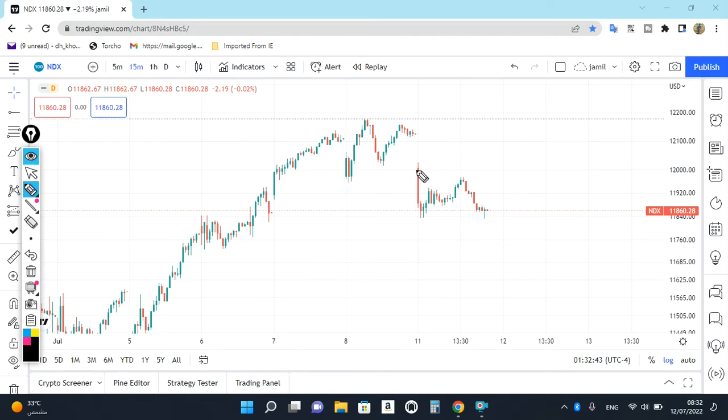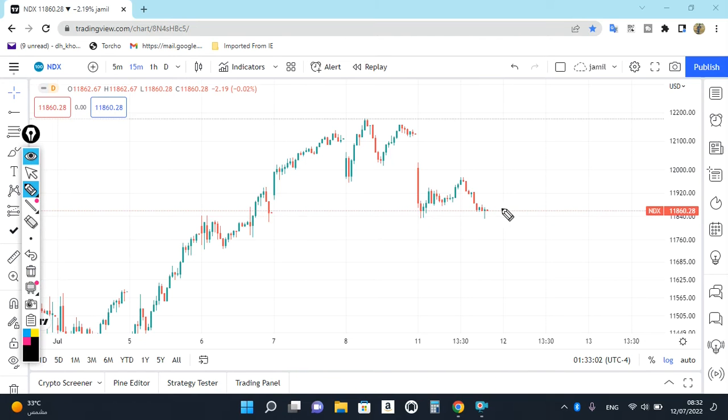And you can see last day, after opening gap down, there was sharp selling, then in the second half the market tried to recover and there was sharp selling again. That means it's a completely volatile market. So how can we plan here? Right now you can see the market is trading exactly on its support level, which is 11,850, 860.